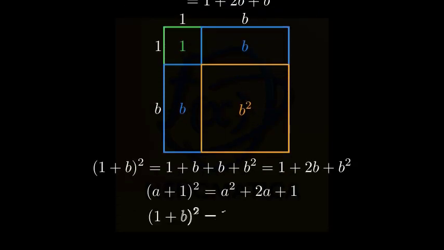Now, let's compare our two examples. For (a + 1)², we got a² + 2a + 1. For (1 + b)², we got 1 + 2b + b². You can see that both follow the same pattern from the perfect square formula.